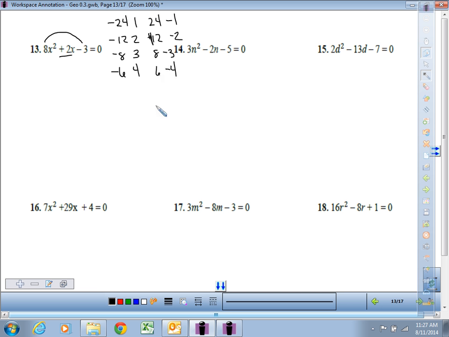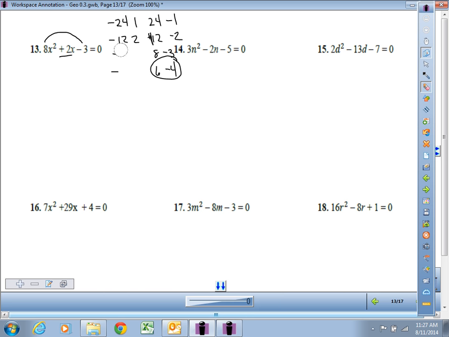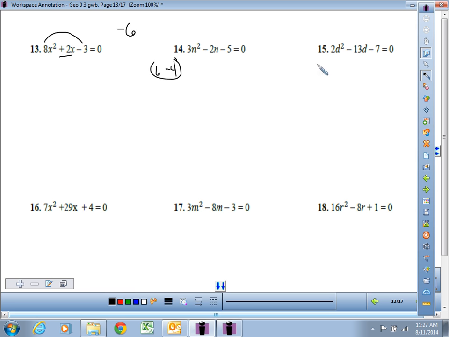So what pair adds to positive 2? These guys. Now this one's different. What we need to do now is we need to look, we've got our pair, we've got negative 6 and negative 4, or 6 and negative 4. That's the pair we're going to use. 6 and negative 4.